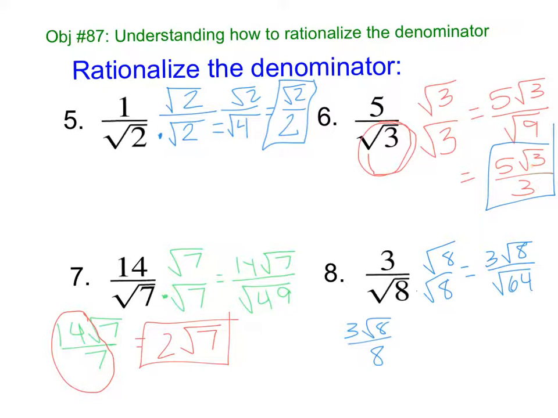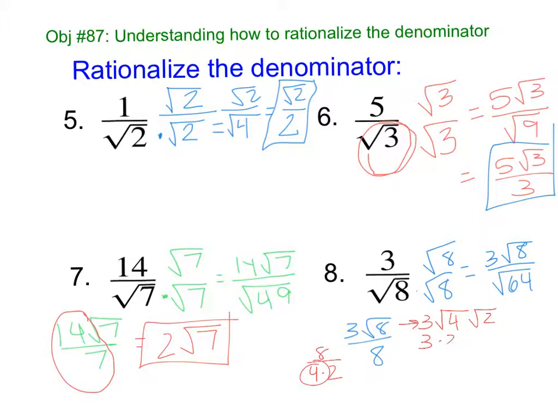1 times 3. 2 is 1 times 2. 7 is 1 times 7. There's no perfect square other than 1. But what perfect square goes into 8? 8 is 4 times 2. I can simplify that. So I'm going to make this 3 root 4 root 2.